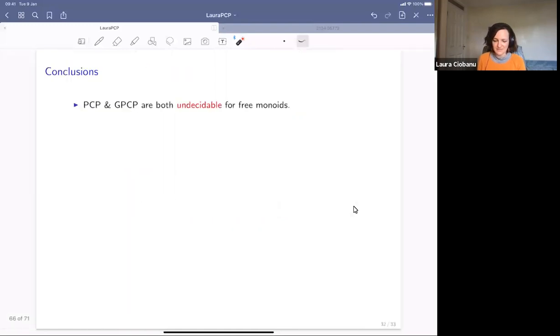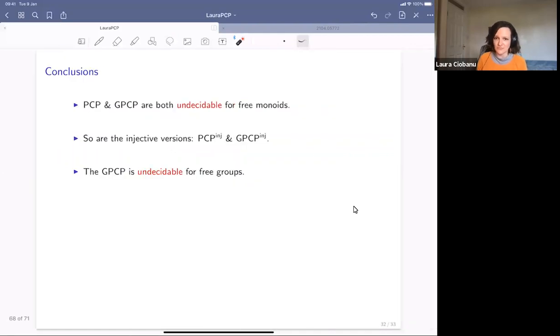And now I think I'm at the end. The problems that I talked about for free monoids have been undecidable for a very long time, and their injective versions are undecidable. So everything is bad for free monoids. GPCP is undecidable for free groups.